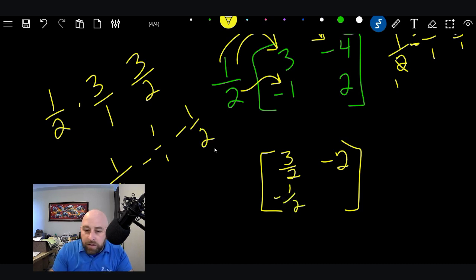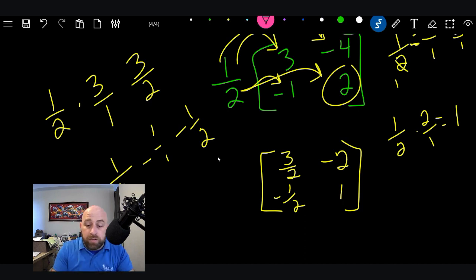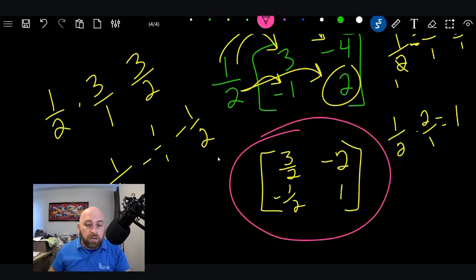And then times, what's the last one? Times 2. Okay? And that's going to give us what? That's going to give us 1. 1/2 times 2 always gives us 1. Okay, this is our solution. We've worked all of the last 17 minutes to get to that solution right there. That is what's called our inverse.